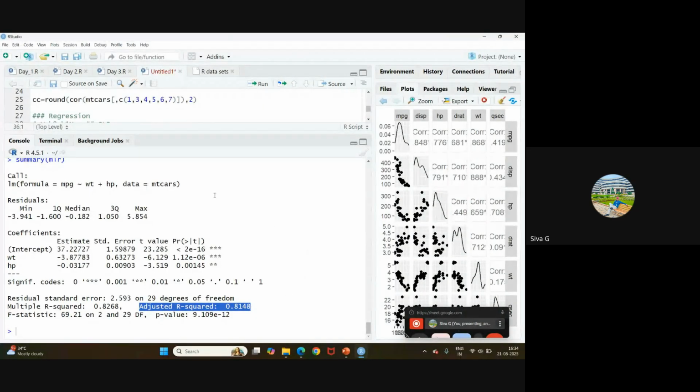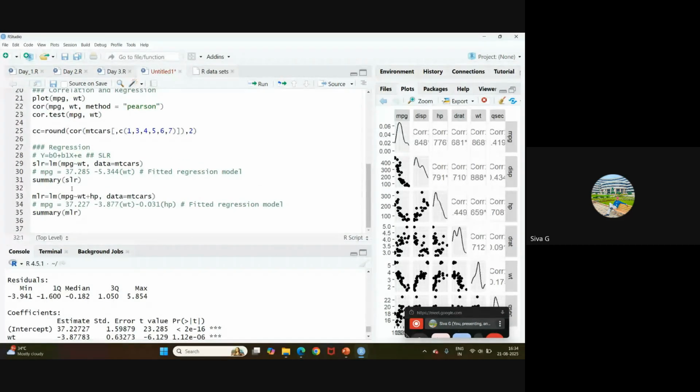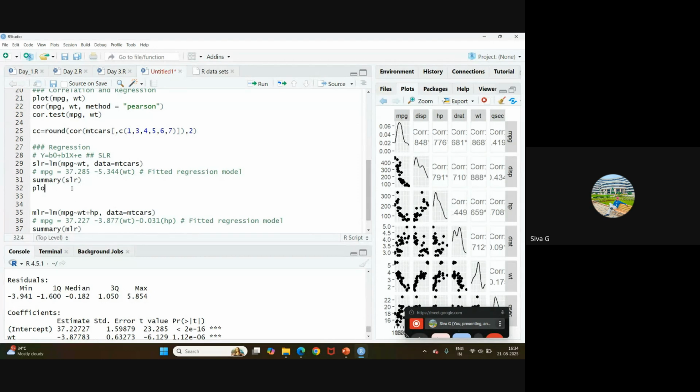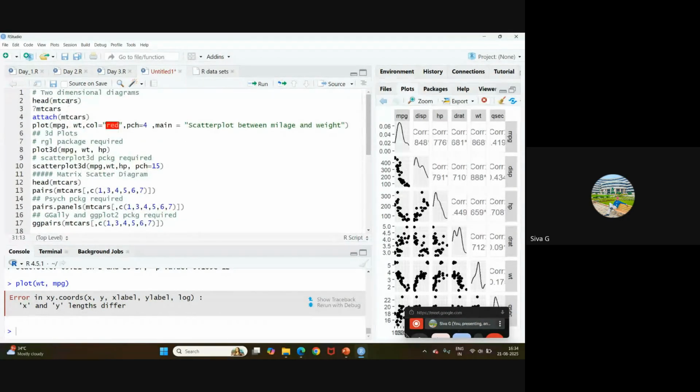Now, the last case I will show you. Let us see the plot of the values we have taken. One dependent variable is MPG, right? So first we give the x-axis, that is weight, and MPG.